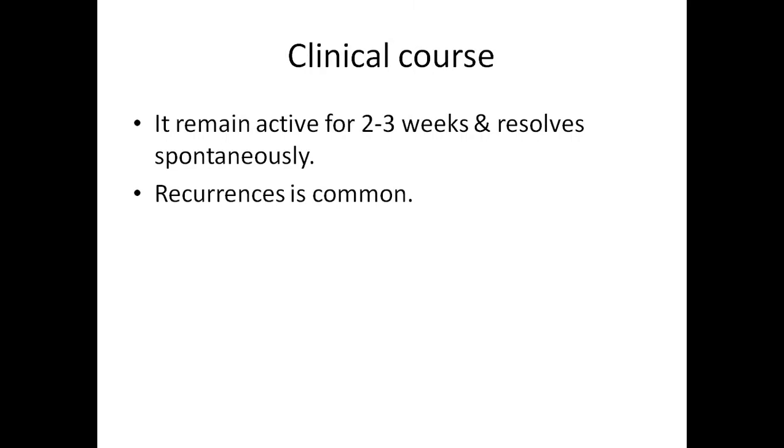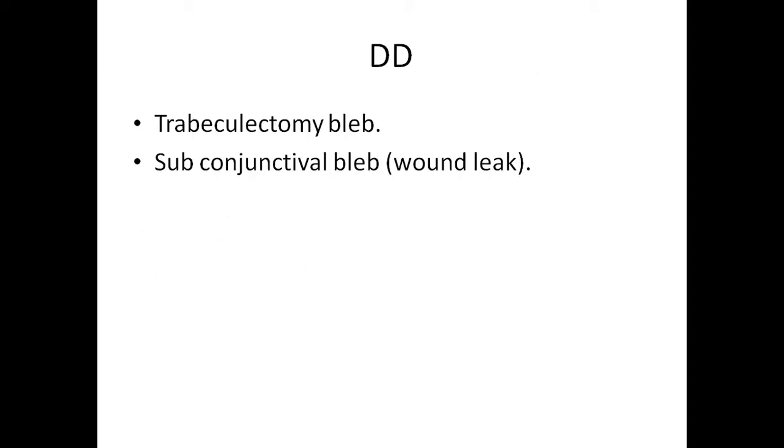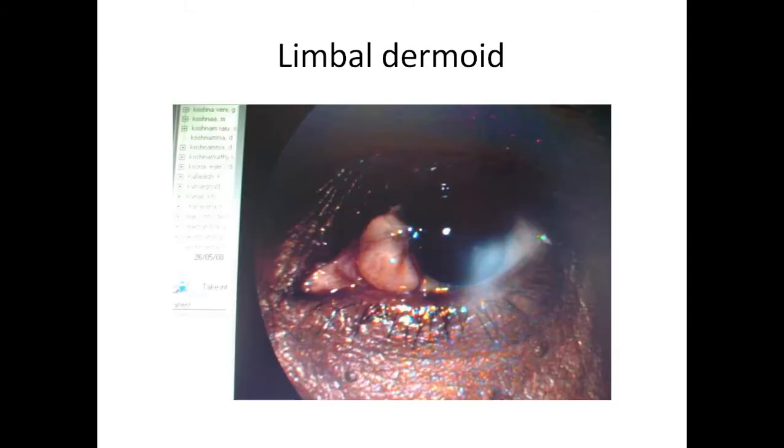If you leave it like that, it remains active for 2 to 3 weeks and resolves spontaneously. Recurrences are common. So, the differential diagnosis of any nodule: last class I told you, nodule at the limbus, limbal dermoid, phlycten, scleritis, pinguecula, pterygium, nevus, OSSN, trabeculectomy bleb, and conjunctival bleb or wound leak. These are the differential diagnoses of the nodule at the limbus. So you have to rule them out one by one.